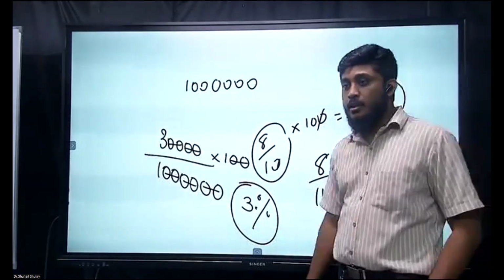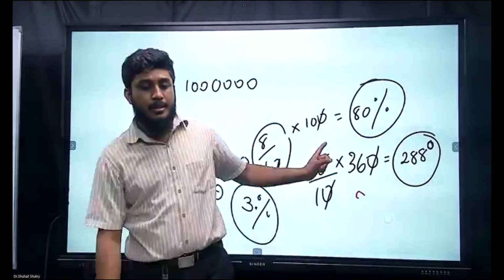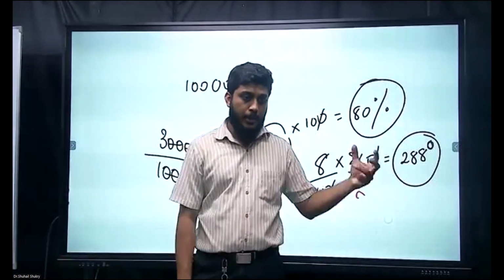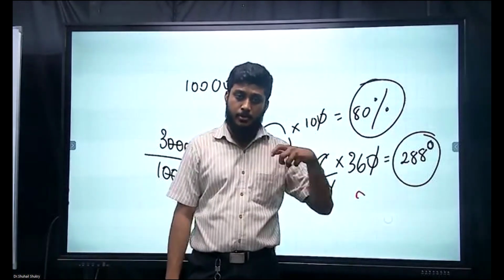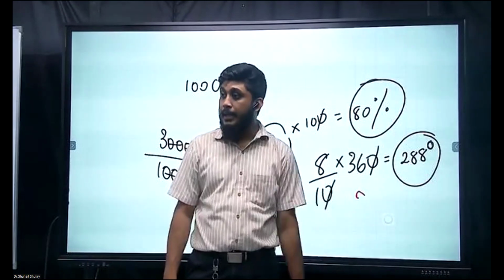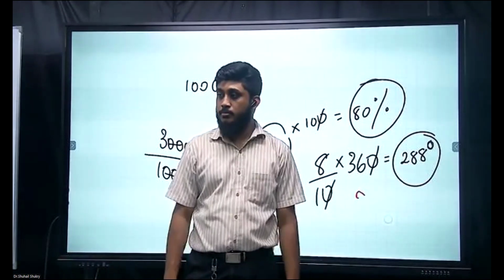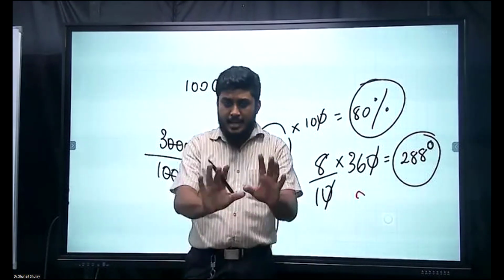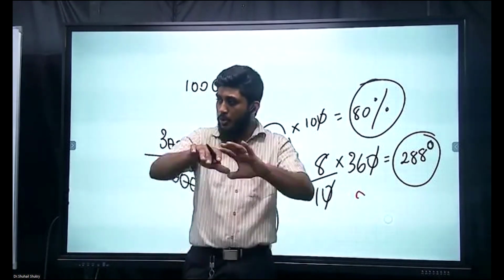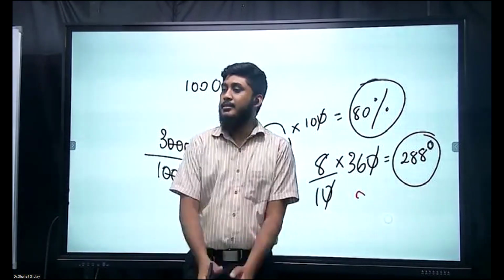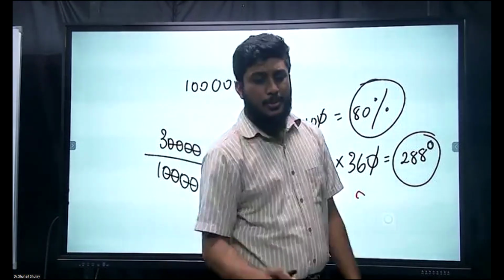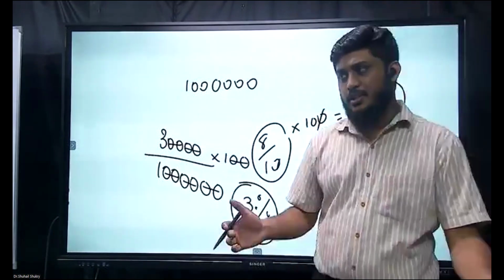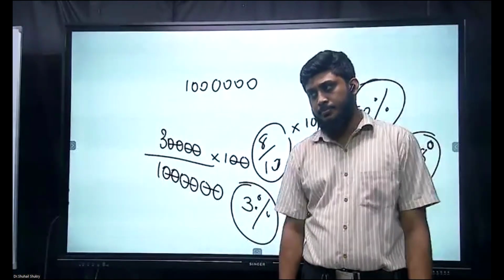This amount represents 288 degrees in a pie chart. So if you have broken this into 360 parts, out of 360 parts, 288 degrees belongs to this. Now, did you understand what this pie chart is? It is the same thing as a percentage, but you are representing the data in a circle. So this is the final message of the pie chart.